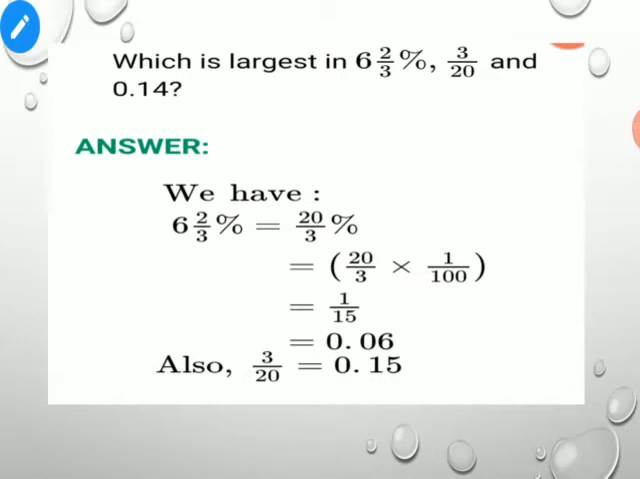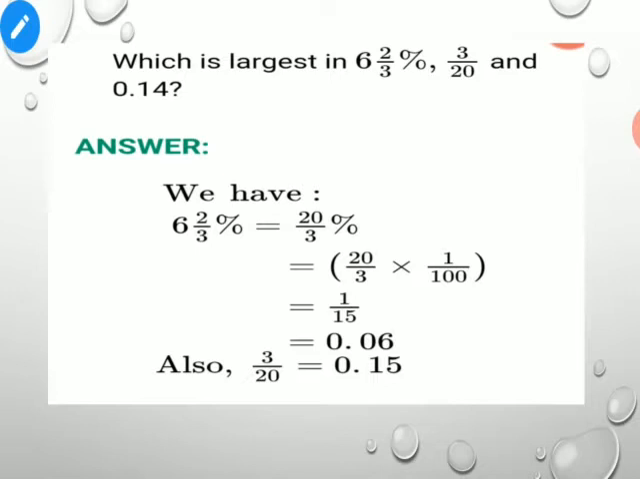Now the next question is, which is largest among 6 whole 2 by 3%, 3 upon 20 and 0.14. So first of all, percentage we will convert into decimal. It's given to you 6 whole 2 upon 3. First convert it into an improper fraction. So it will be 20 upon 3. Now we will remove the percentage sign by multiplying it by 1 upon 100. So after cancellation you will be left with 1 upon 15, and then when you convert it into decimal it will be 0.06.